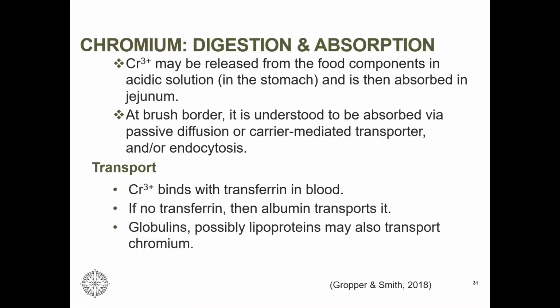We are not sure about its absorption at the brush border. The only thing we know is that we absorb chromium 3+. There may be passive diffusion or a carrier mediated transporter. We don't know. We speculate that chromium is traveling with transferrin in the blood. If transferrin is occupied, then albumin attaches to chromium and carries it to the liver and other organs that may need it.